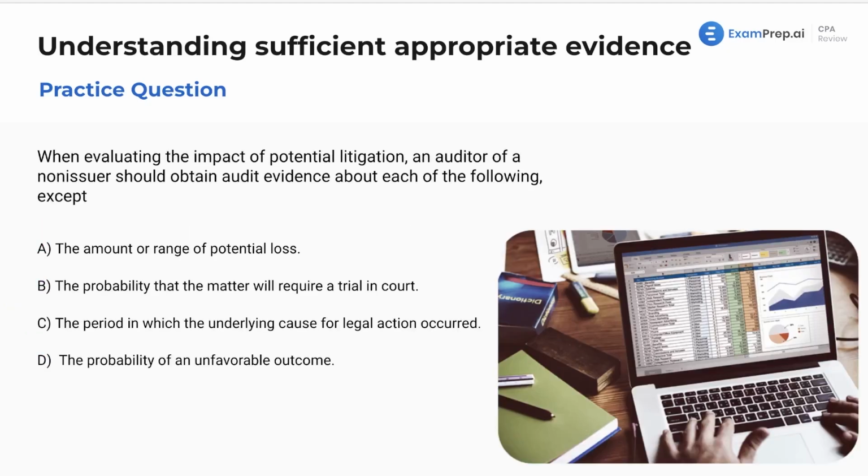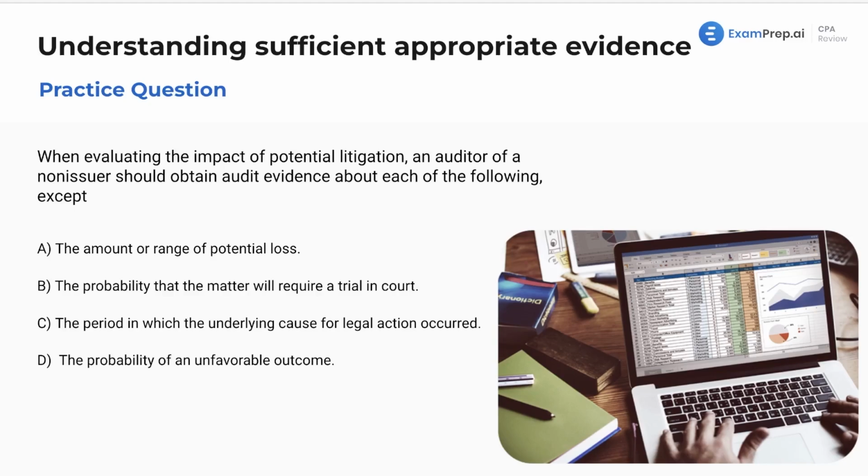When evaluating the impact of potential litigation, an auditor of a non-issuer should obtain audit evidence about each of the following except. Okay, so maybe you skipped ahead and saw that lesson already. We're talking contingencies and commitments. We've seen that in FAR, so it's a topic not unfamiliar to the exam as a whole.